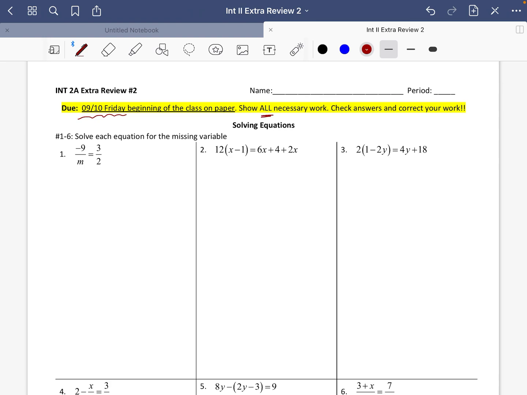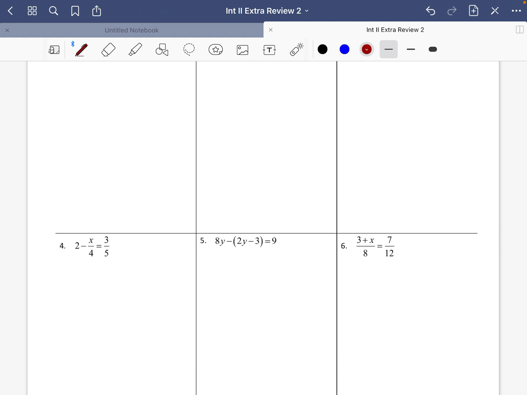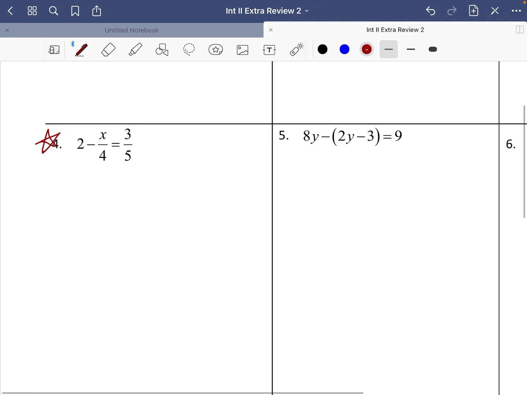Please make sure you show all necessary work, check answers with the answer key, and fix any mistakes or incorrect answers. I'm going to go over starting with some problems with equations. Number 4. Number 4 involves fractions with denominators.